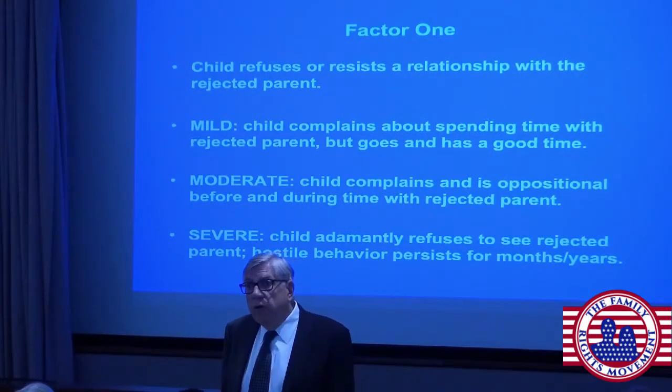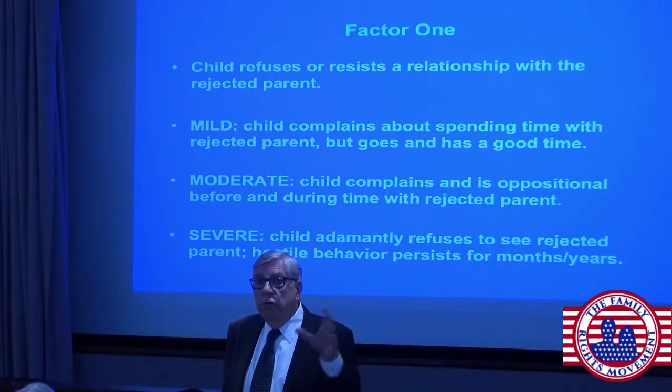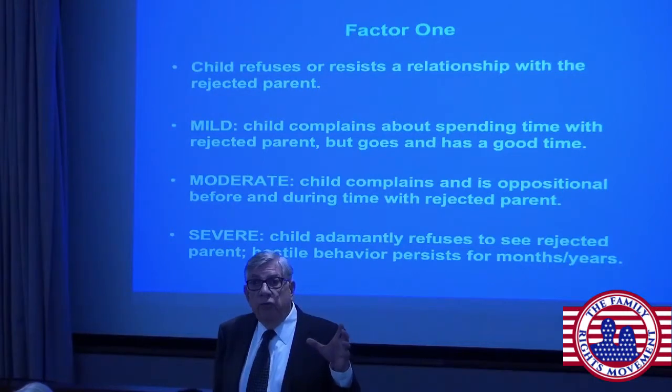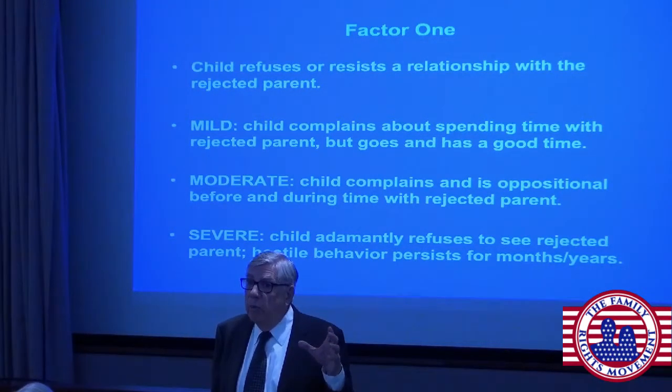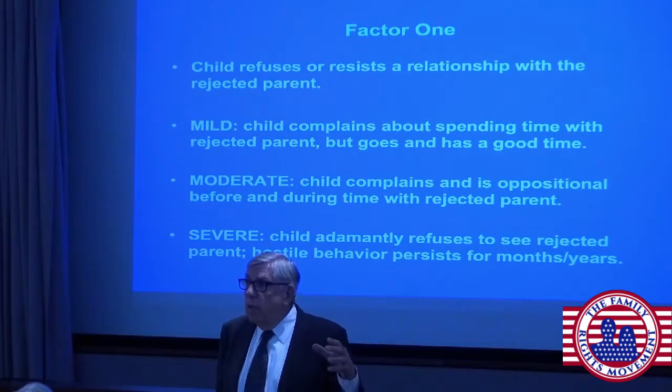Severe is the child says, I don't want to see the other parent, I hate him or her, and I never want to see him or her again, and the child doesn't go at all. So in severe cases, the child has not had parenting time with the rejected parent for months or years. In severe cases, they end up in court and they haven't seen the other parent for 2 or 3 years.